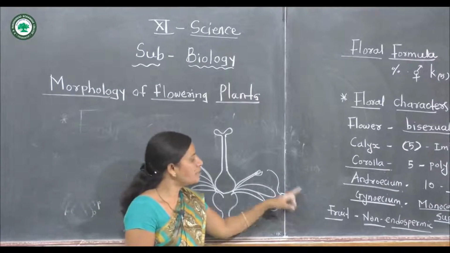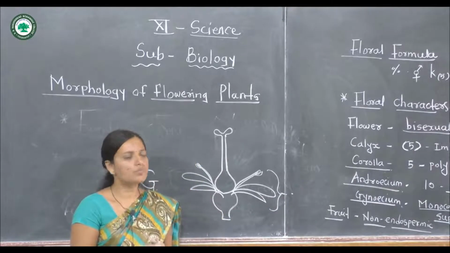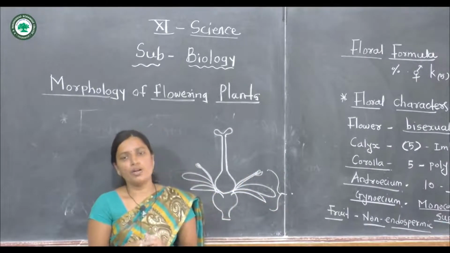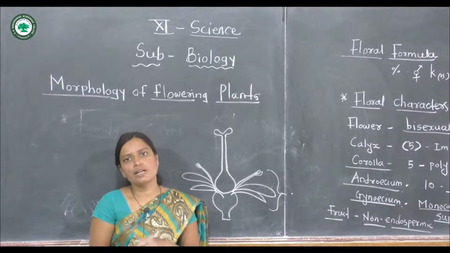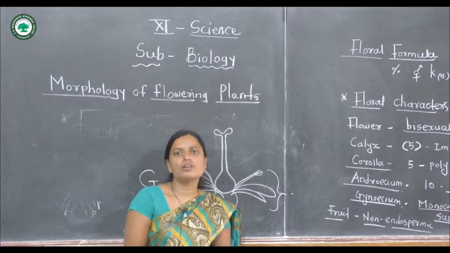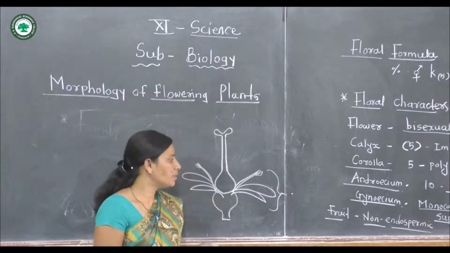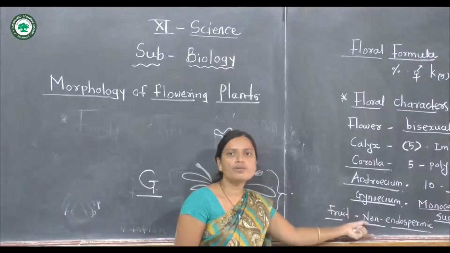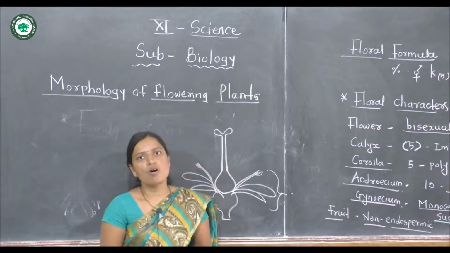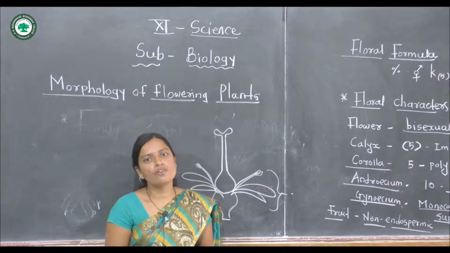The next character: the seed of this ovary, or the fruit of the Fabaceae family, is non-endospermic. Non-endospermic and endospermic are two types. Endospermic seeds have endosperm present, and non-endospermic seeds, like these pea seeds, have no endosperm because the endosperm is absent. Now these are some characters of family Fabaceae. These are the vegetative and floral characters.